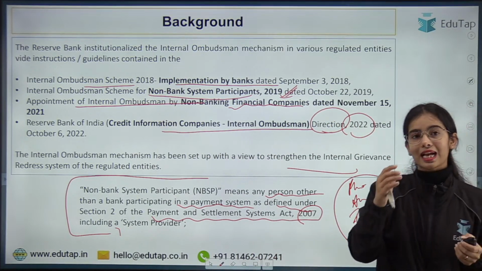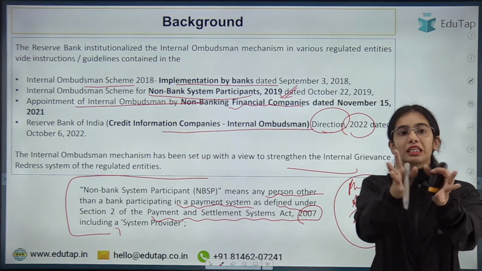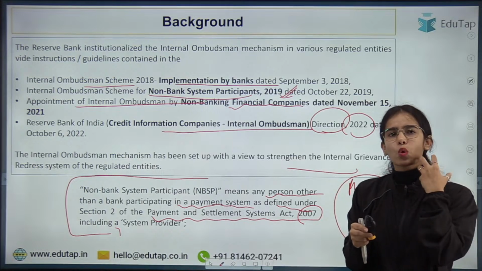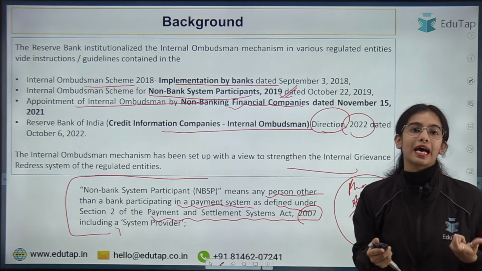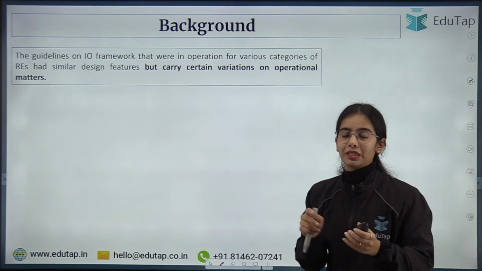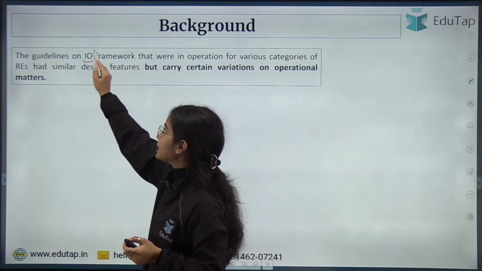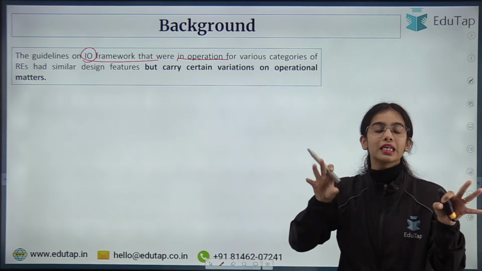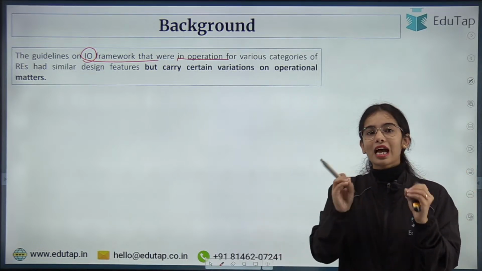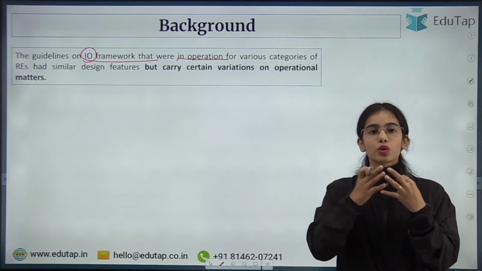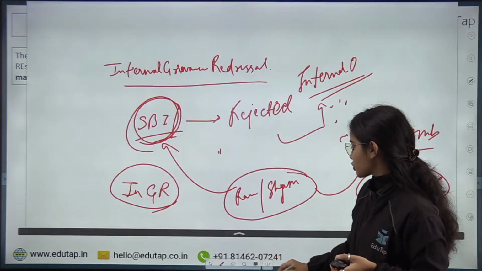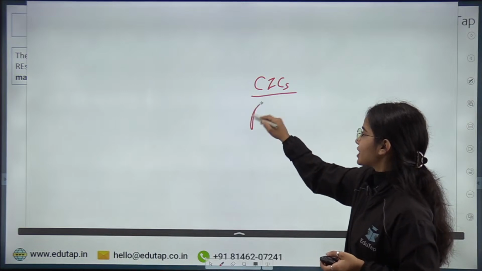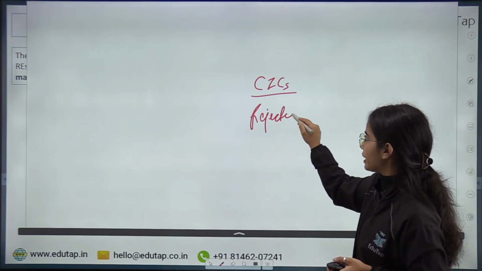Now you can understand that whenever the RBI has released multiple directions for multiple different entities, the RBI is always trying to harmonize the directions. So what happened is that the guidelines on the internal ombudsman framework that were in operation for various regulated entities had a similar design, because the credit information companies, let's say, are rejecting some complaint.